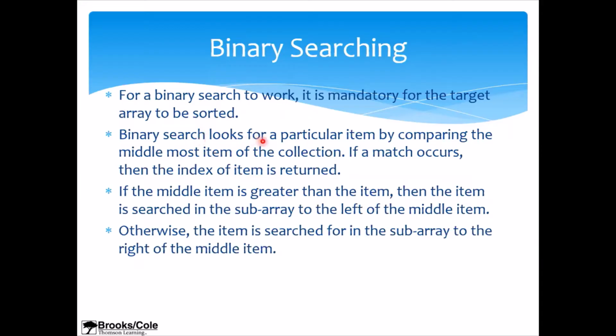So binary search looks for a particular item by comparing the middlemost item of the collection. If a match occurs, then the index of the item is returned. That means here, we're not going to deal with the first position, followed by the next position like the sequential. We need to get first the first position and the last position. Then if the first position is less than or equal to the last position, we get the middle element, or the middlemost item of the collection. In that case, we are going to compare the target not on the first element, but instead on the middle element.